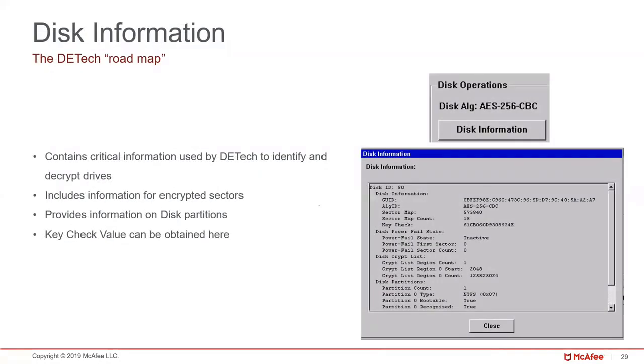The disk information section is utilized on both the standalone and the WinPE options to get a layout or a picture, if you will, of the disk and its current state. It contains critical drive encryption information, identifying which drives or ranges are encrypted. It includes information on the partitions of the drive itself, and also contains the disk key check value.